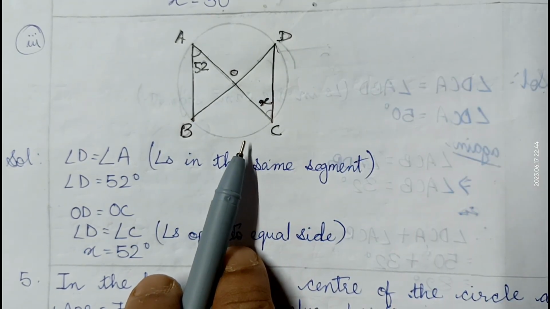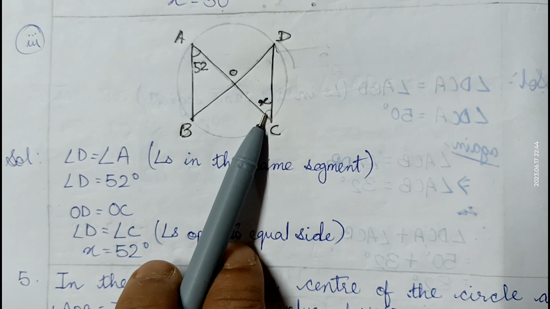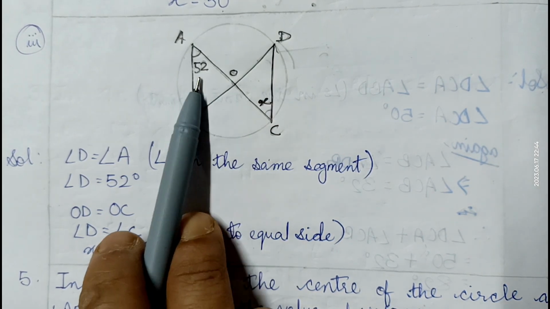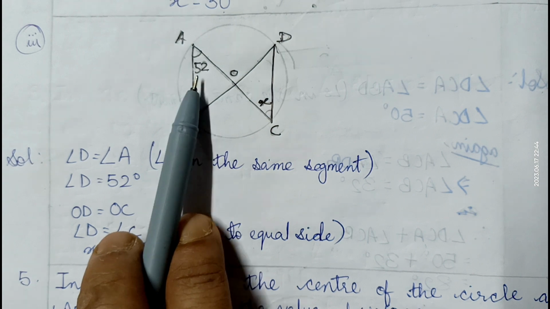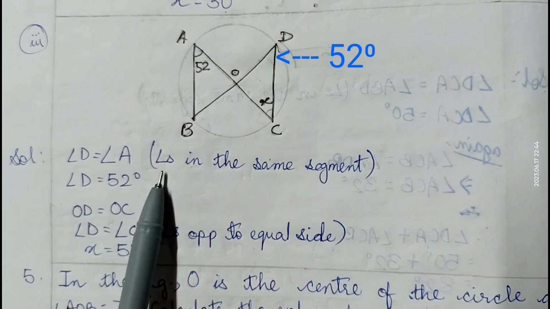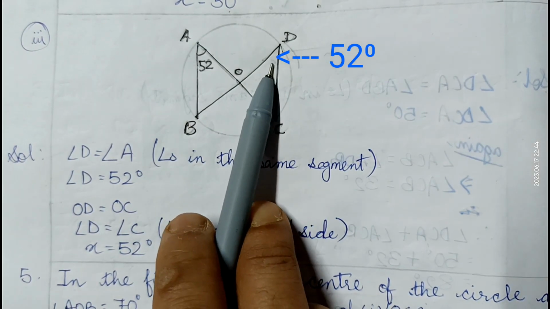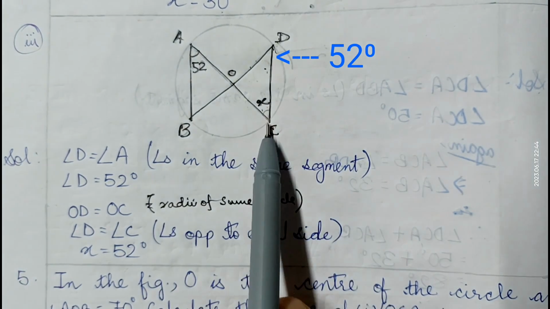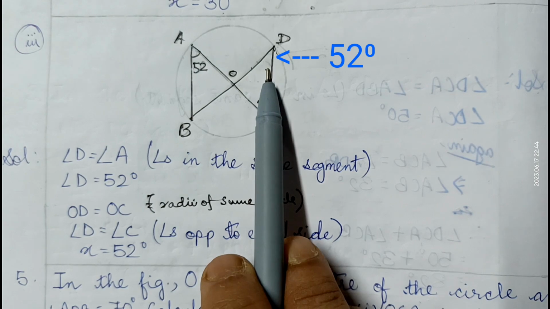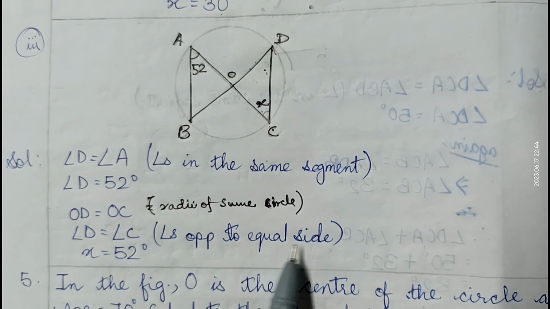In the third part of question number 4, it is given that angle A is 52 degree and we have to find X, and here it is given O is the center of the circle. We know angles in the same segment are always equal. Since angle A is 52 degree, angle D also will be 52. In the bracket we should write angles in the same segment. So we got angle D 52. Now OD equal to OC, as they are radii of the same circle. Since this is 52 degree, X also will be 52 degree. Here you can write angles opposite to equal sides.